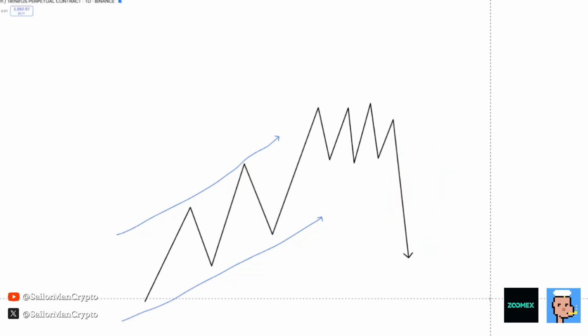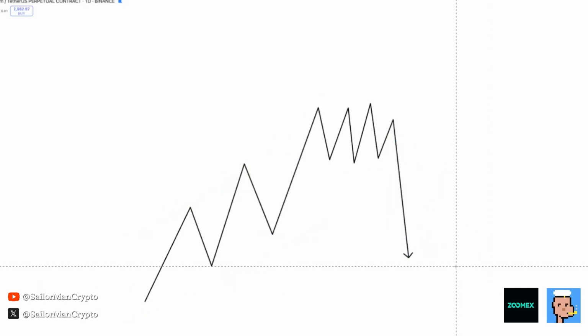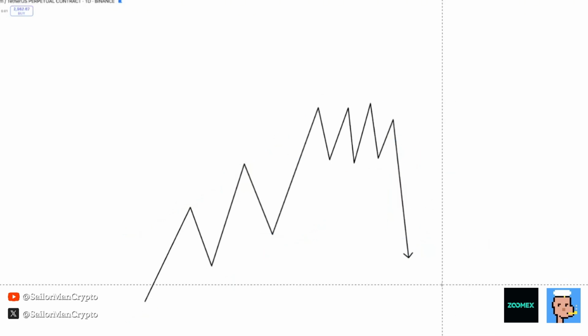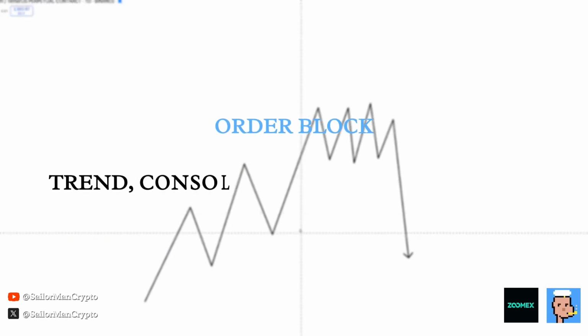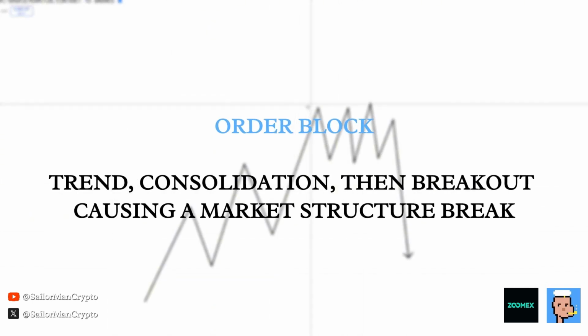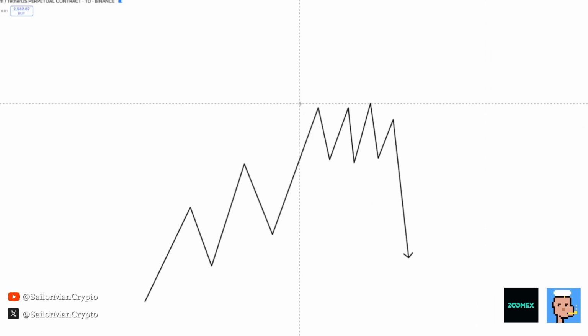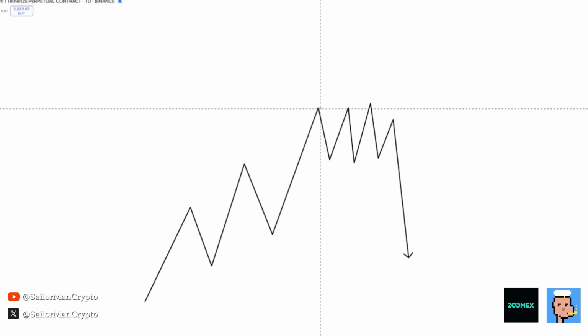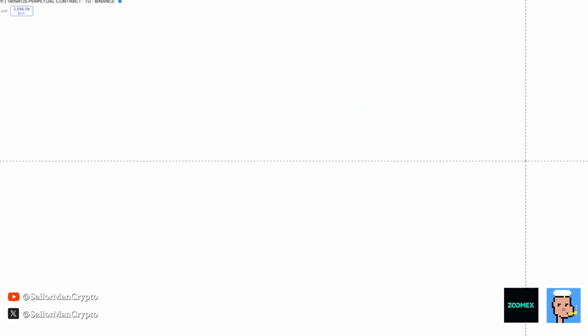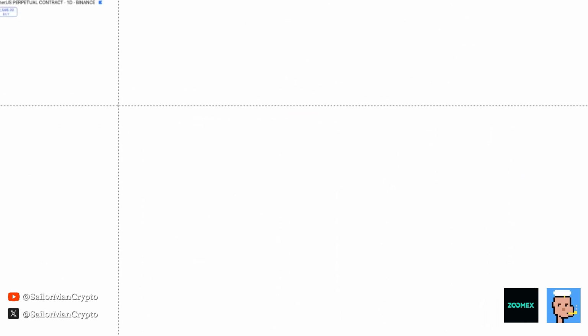So we do have to make it more clear. To have an order block, you need to have a trend, a consolidation, a break in this consolidation in the other direction with a strong displacement that creates a market structure break. What you also want to see in this movement is potentially a sweep. So like I make it here. So you don't want to, let's make this one.